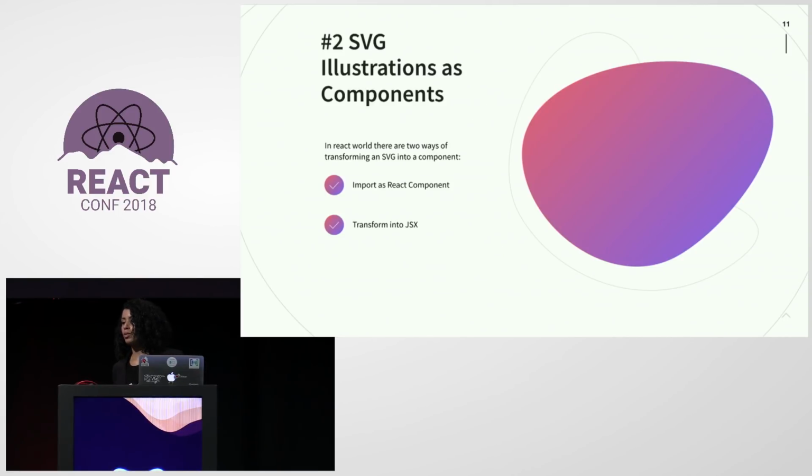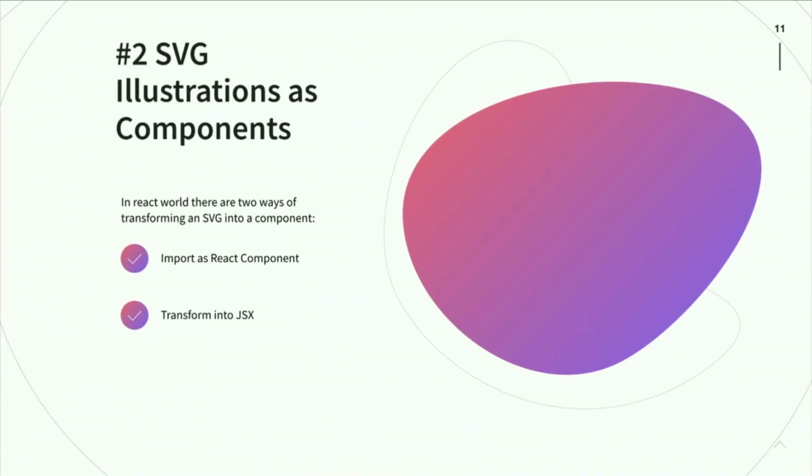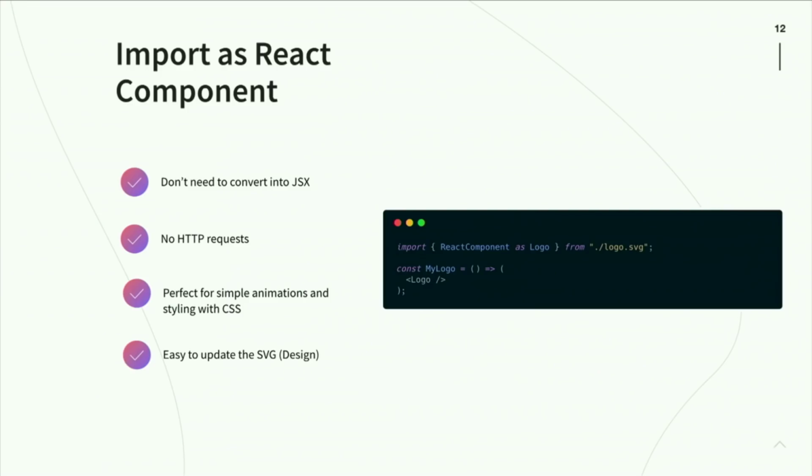But in the React world, if you want to manipulate the SVG, you have to transform it to put the SVG inline. To do this, you have two ways. The first one is to import it as a React component, and the second one is to transform it into JSX. The good thing about importing as a React component is you don't need to convert to JSX. You just import the React component as, in this example, logo, and then you render the component. This is a new Create React App feature.